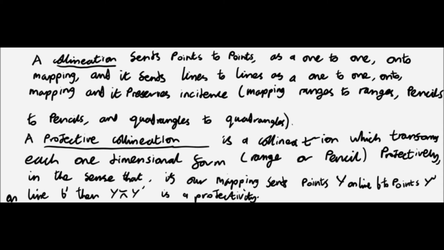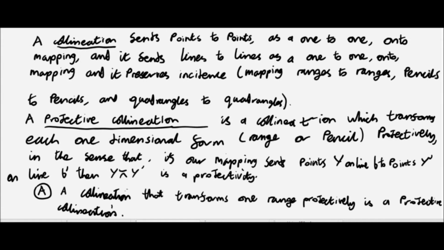Now, technically in our definition, we're going to require that this holds for every range and every pencil. But an interesting fact, which is a little bit similar to something we encountered in discussing involutions, is that actually if this kind of property holds for a single range, then it has to hold everywhere. So in particular, any collineation that transforms one range projectively, in other words, where there's a projectivity that mirrors its action, has to actually be a projective collineation. It has to transform every range and every pencil projectively.